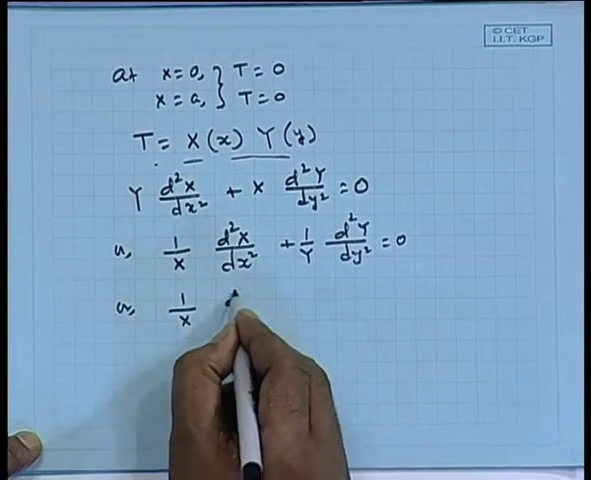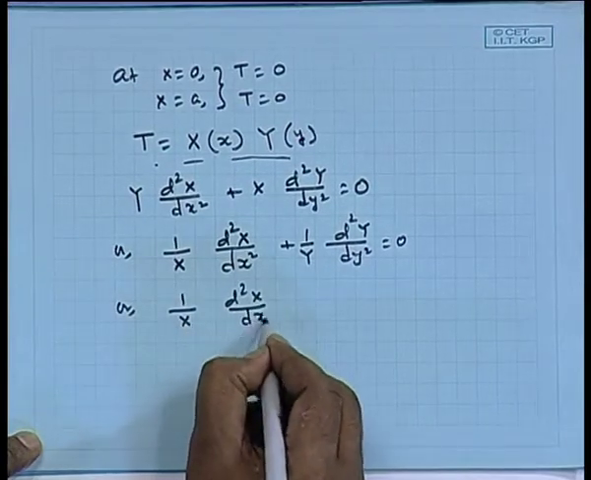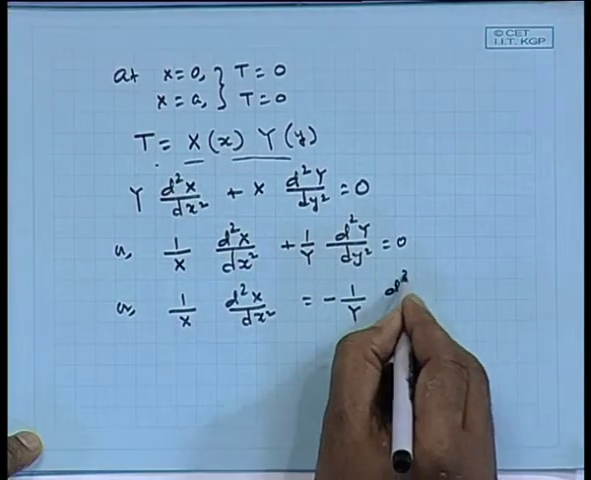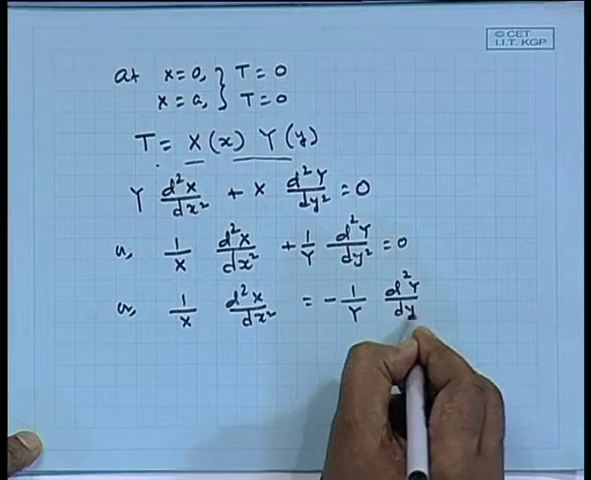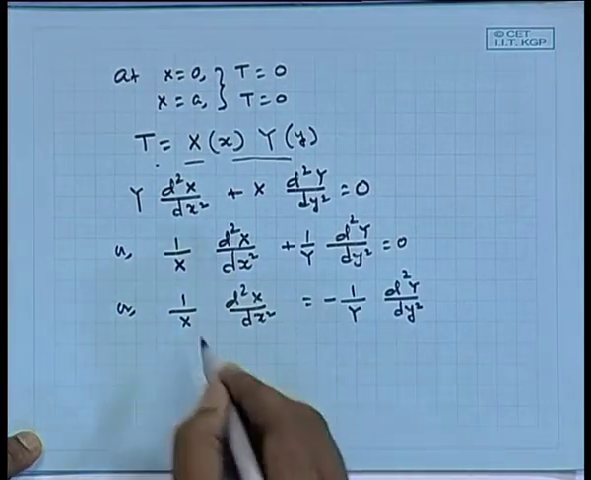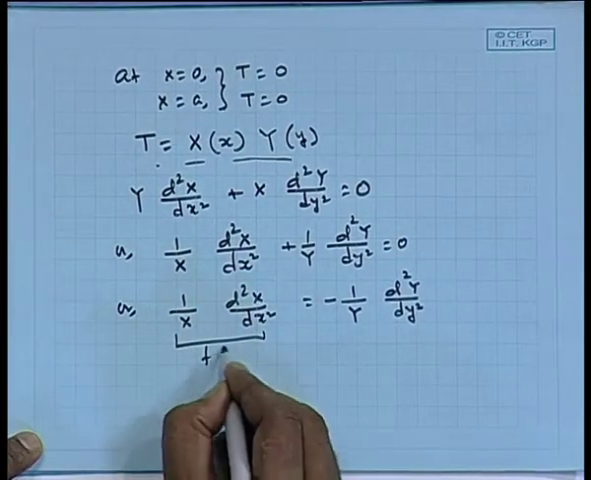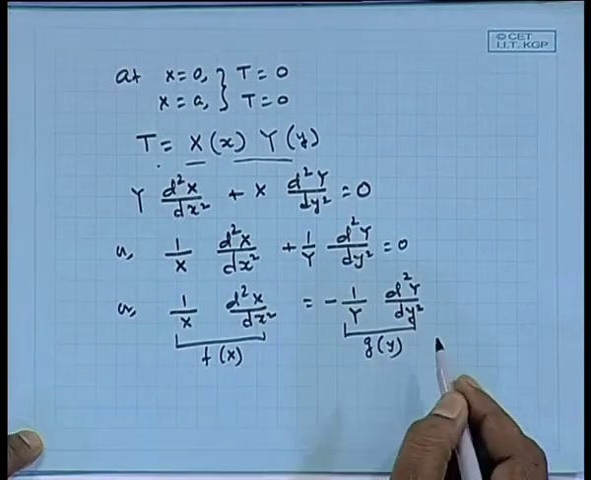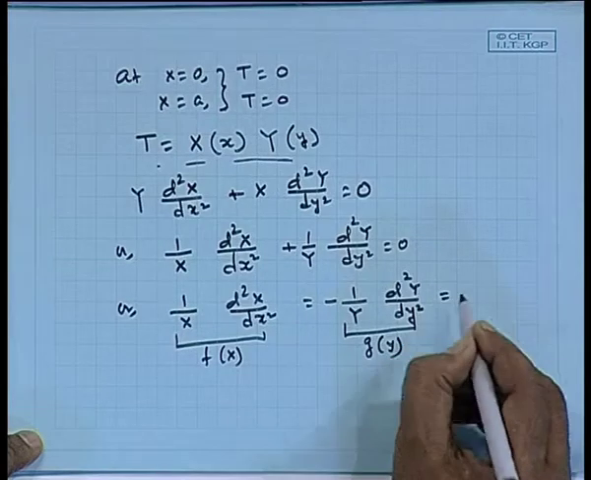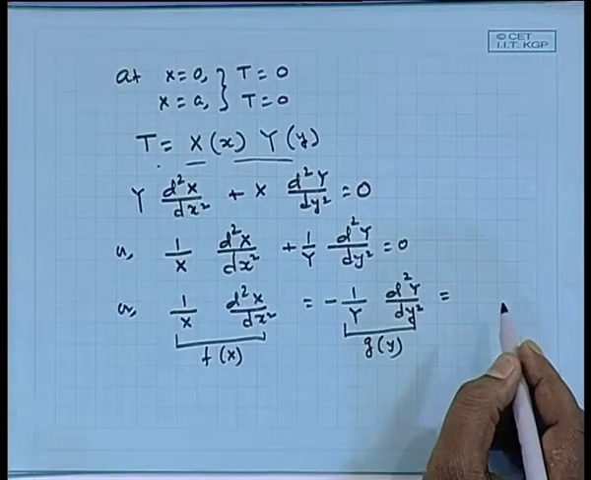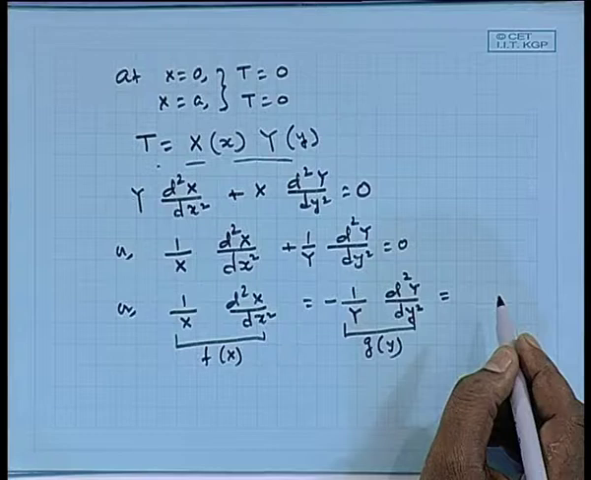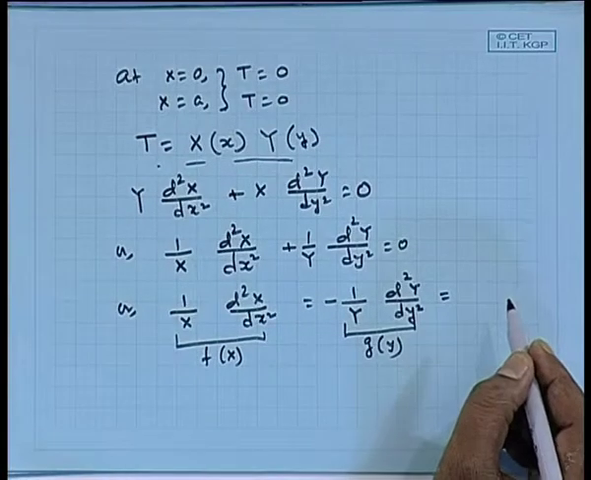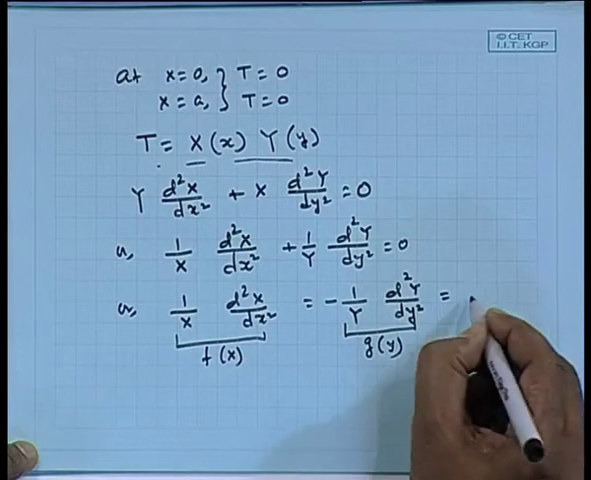Or 1 over X d²X/dx² is equal to minus 1 over Y d²Y/dy², right. Now, this is a function of x alone, this is a function of y alone, and they are equal to a constant. So, this constant can be positive, negative or 0. Now, 0 and positive will be ruled out because they will give you a trivial solution. So, that will be negative, let us say minus lambda square.